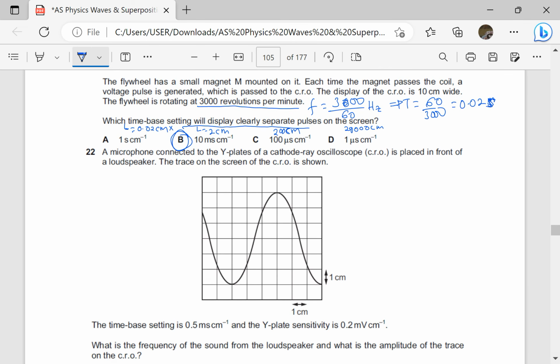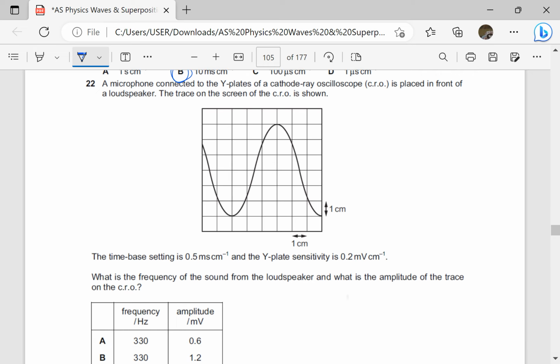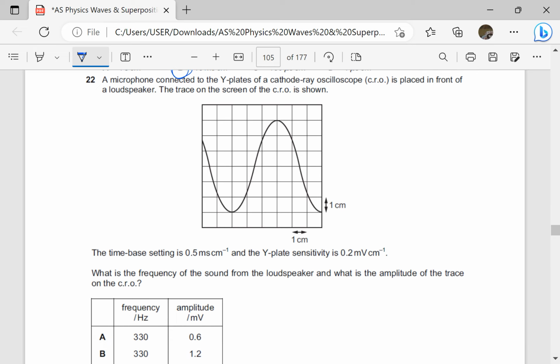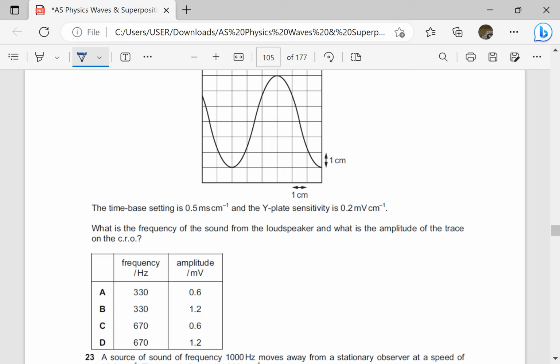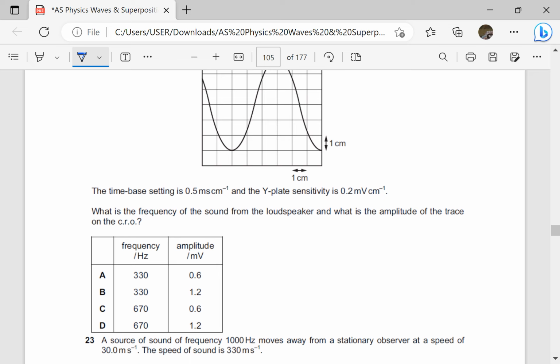A microphone connected to the Y plates of a cathode ray oscilloscope is placed in front of a loudspeaker. The trace on the screen of the CRO is shown in that figure. The time-based setting is 0.5 milliseconds per centimeter. The Y plate sensitivity is 0.2 millivolts per centimeter. What is the frequency of the sound from the loudspeaker, and what is the amplitude?